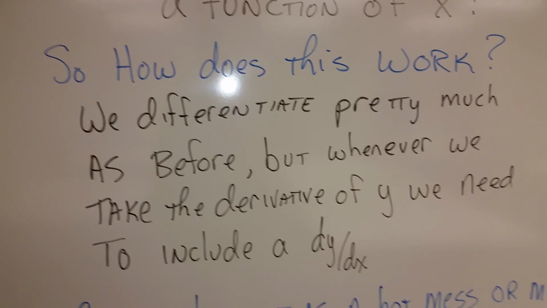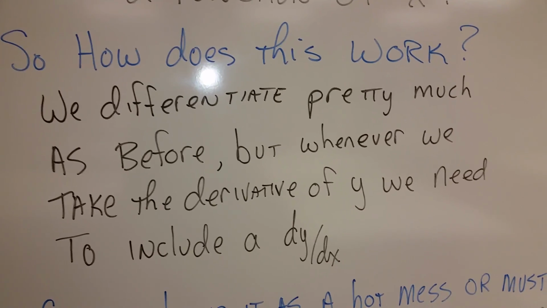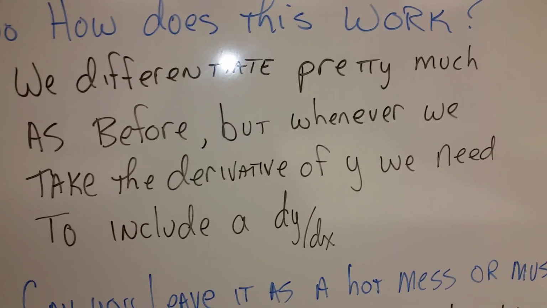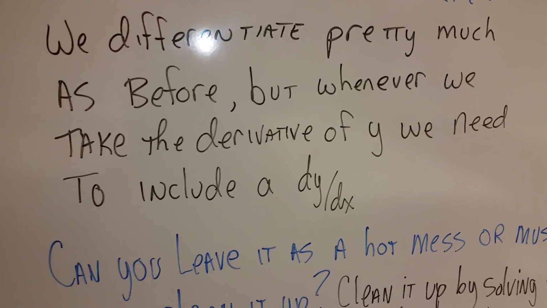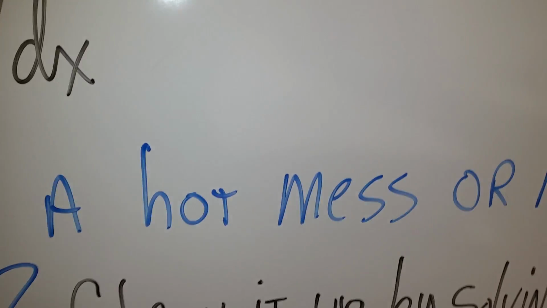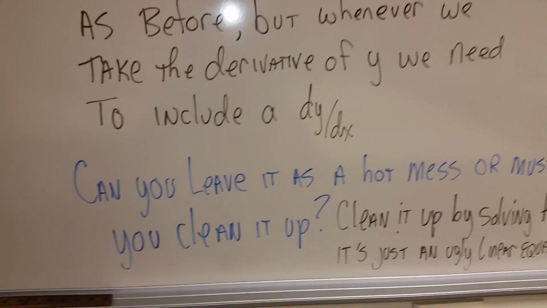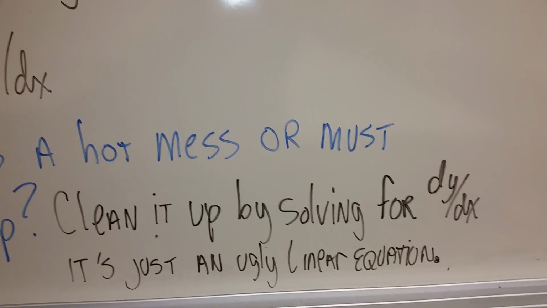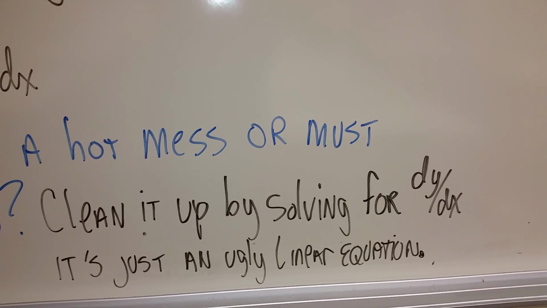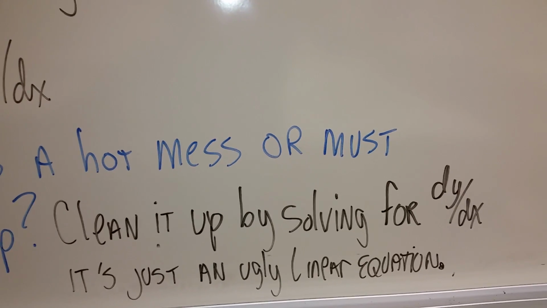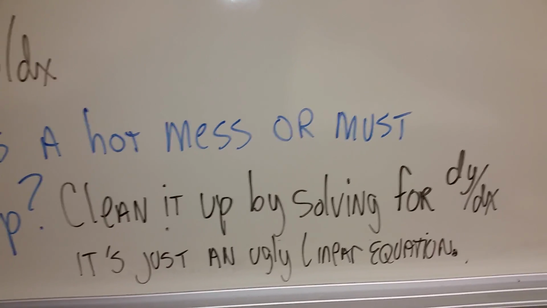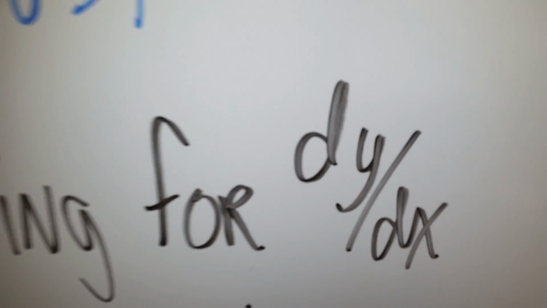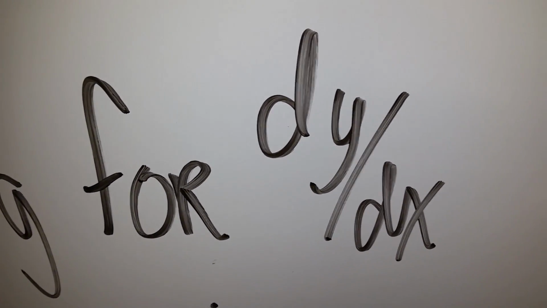So how does this stuff work? We're pretty much going to differentiate just as we did before, but whenever we take the derivative of y, we're going to throw a dy dx after that. And when we do this for a lot of things, we're going to end up with a hot mess. So can we leave it as a hot mess? Of course not. We must clean our mess. And how do we clean up our mess? We're going to solve the equation we have for dy dx. Once you finish taking the derivative, what you're left with is a big, ugly linear equation, and this is the variable that you're solving the linear equation for.